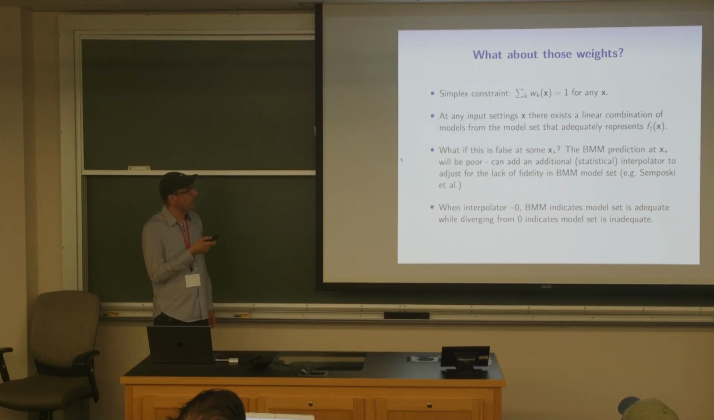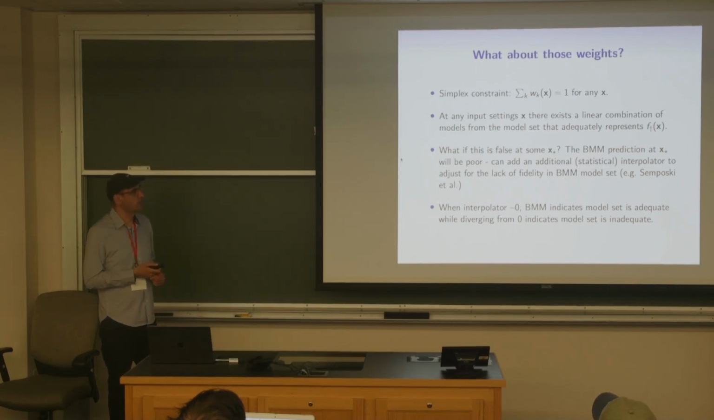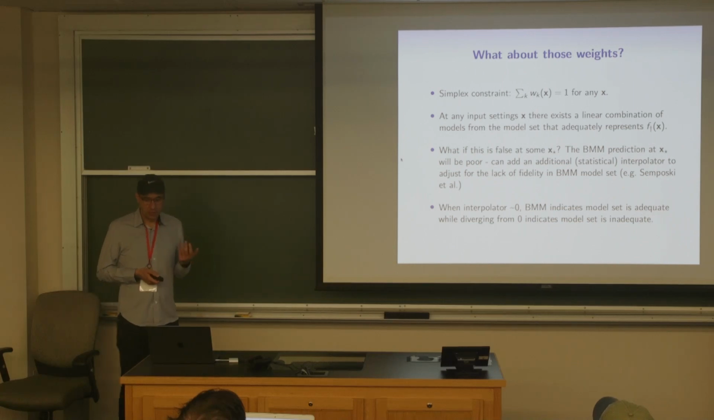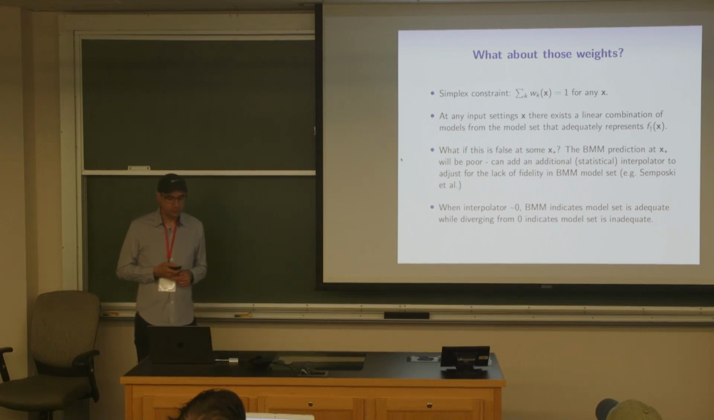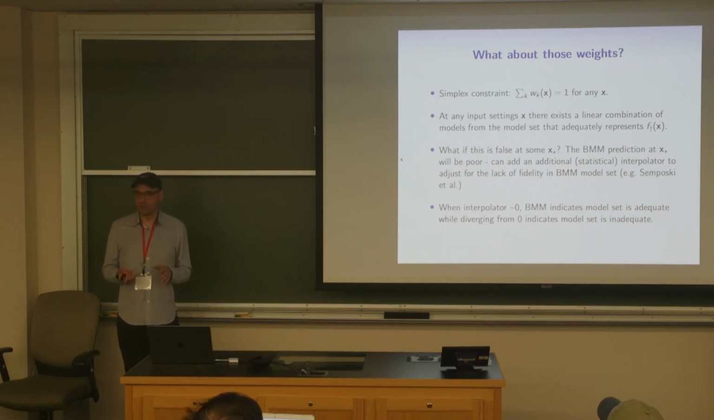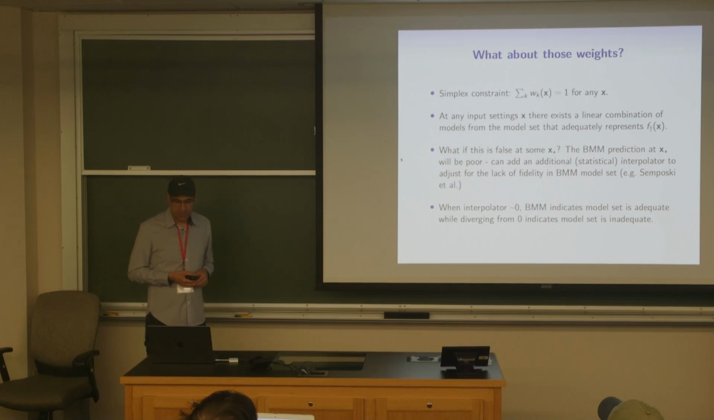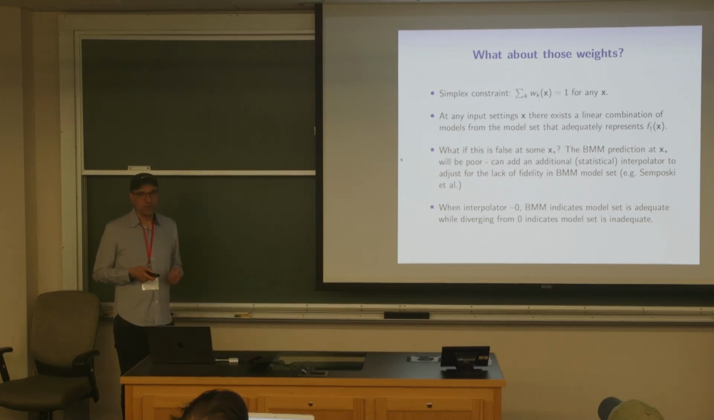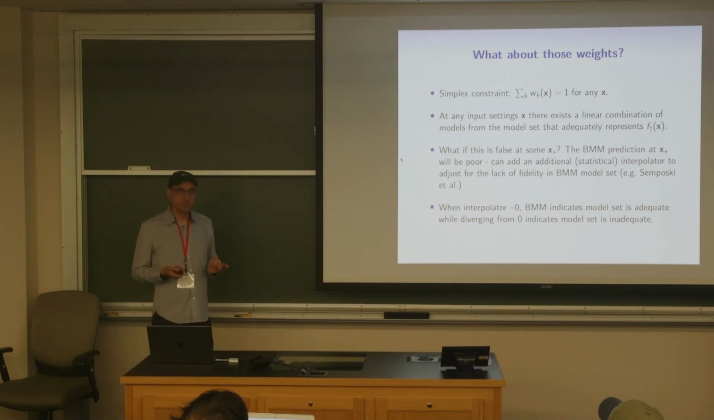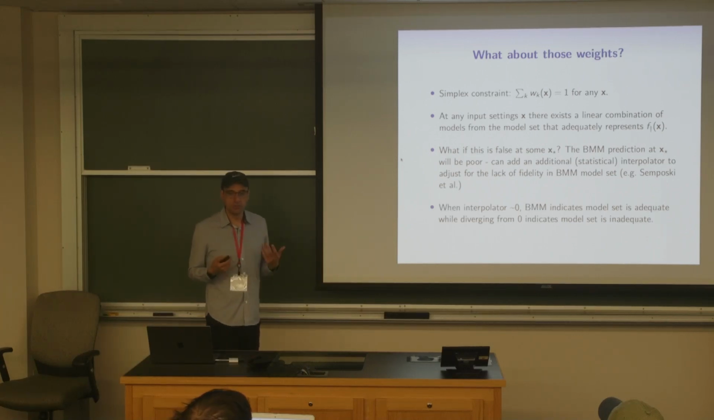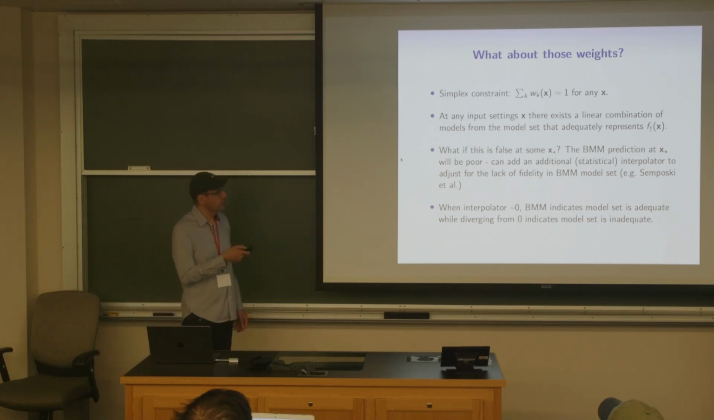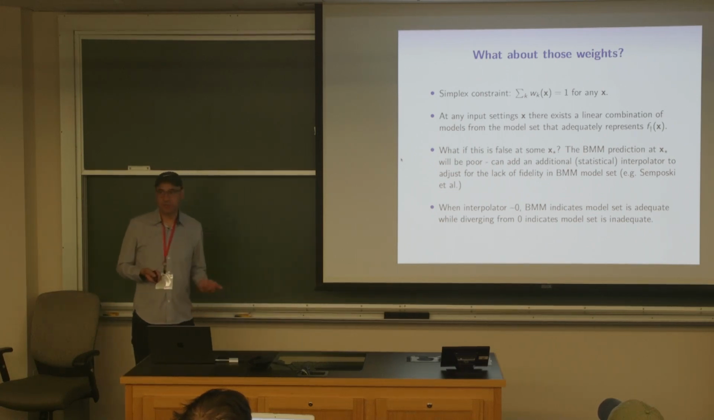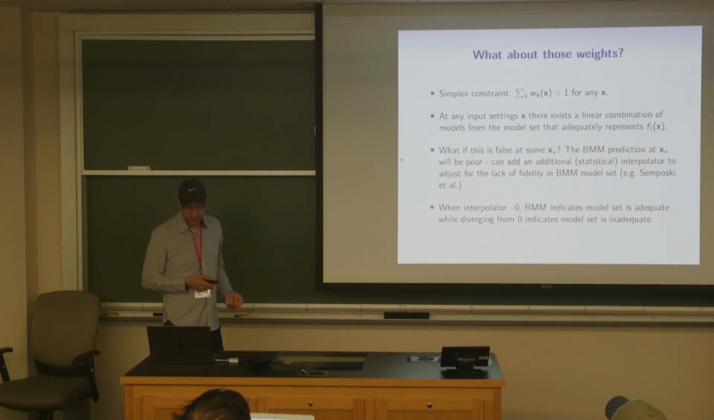And all it's saying is that at any input setting x, there exists a linear combination of models from the model set that will adequately represent your F dagger or M dagger model. So what happens if this is not true? That's what we want to understand. If there's some x star where no model in our model set represents the real world process very well, then we would expect that the BMM prediction at that particular x star is still going to be poor. It's not going to adequately capture reality.